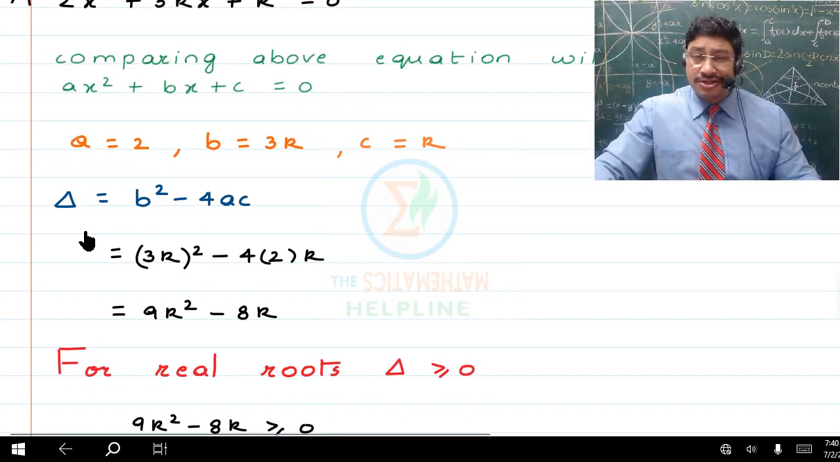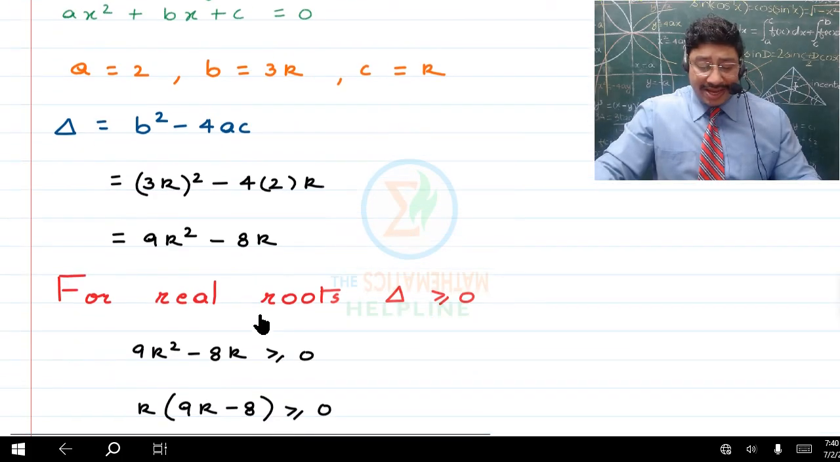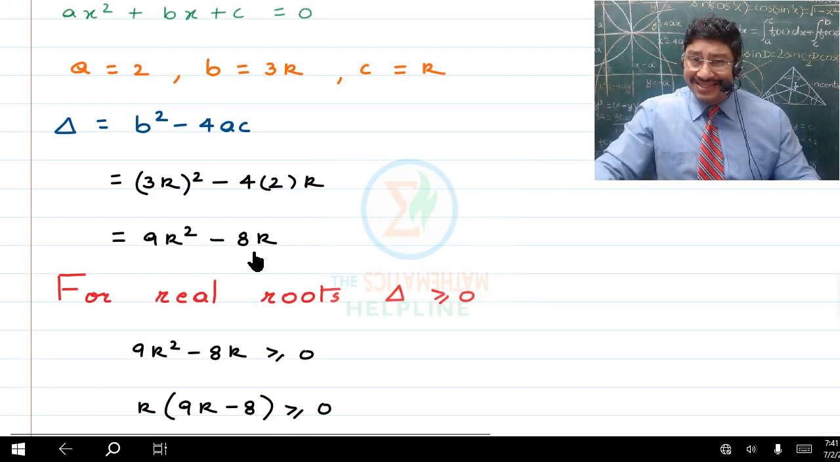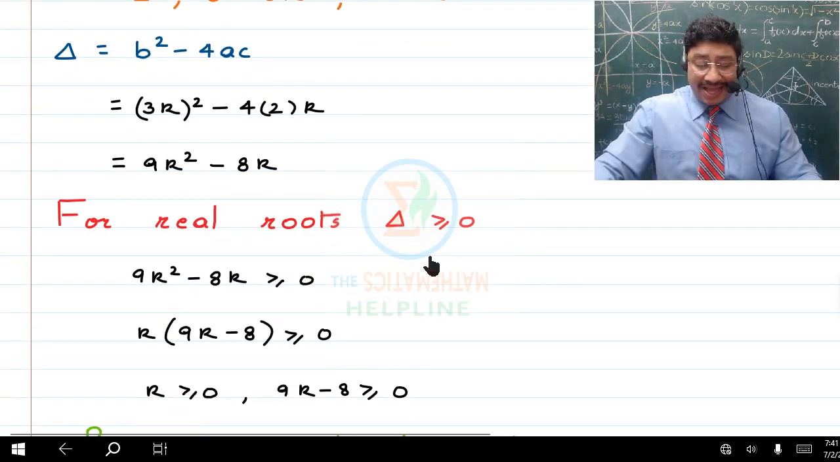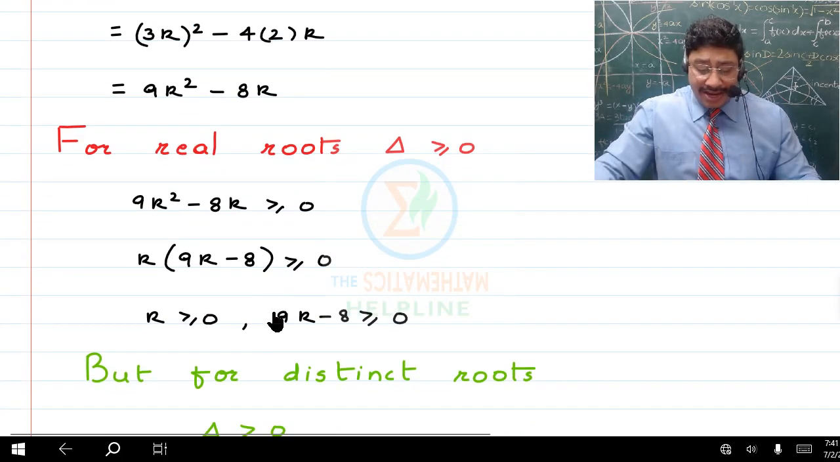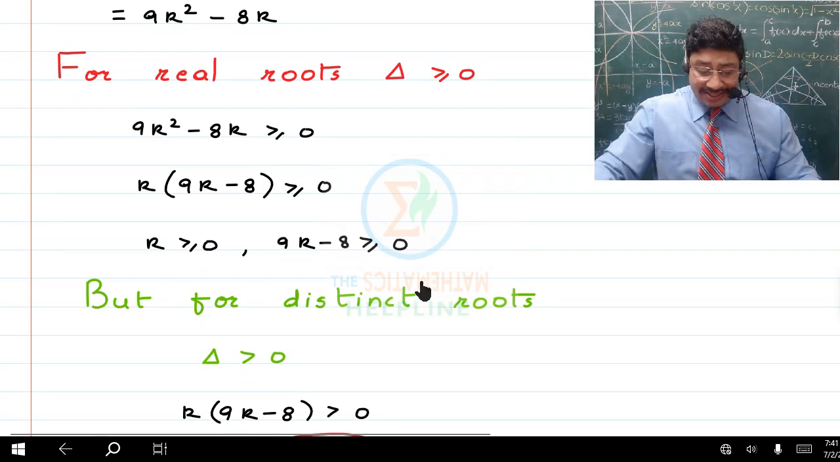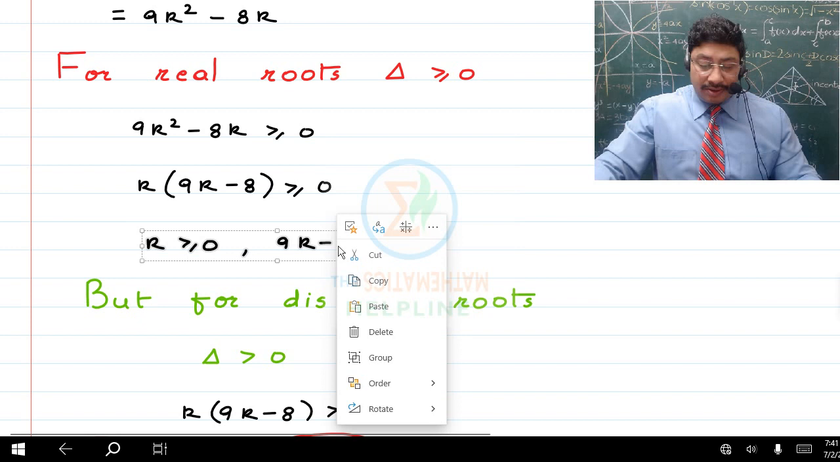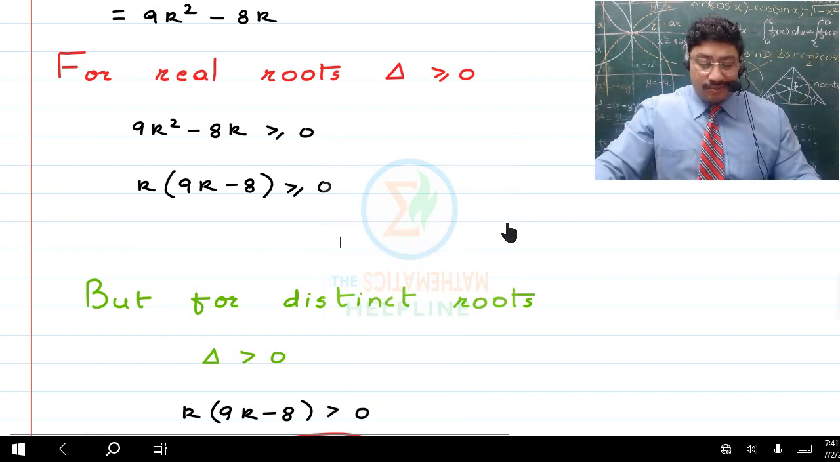Next, you find out the discriminant, right, by putting in the values of a, b, and c. So we get it to be 9k square minus 8k. Now next, children, what we do is, as for real roots, we should have the discriminant to be greater than or equal to 0. So that's why we put it this way, right? And then after that, next, what you do is you now talk about distinct roots. As such, we will remove the equal to sign.